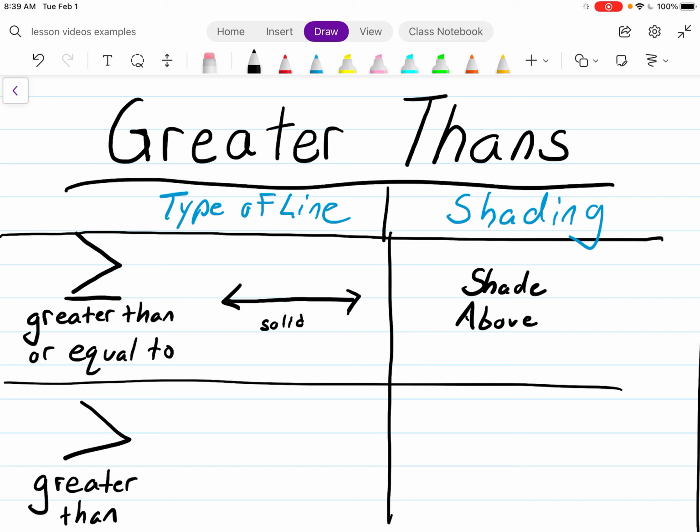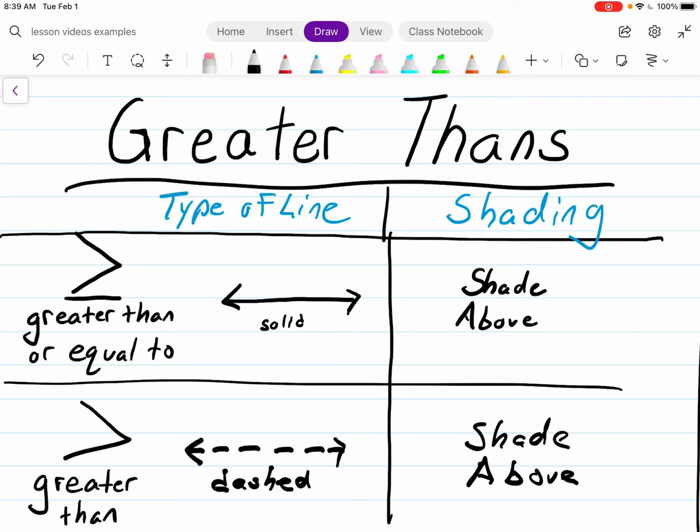If it's greater than, the difference would be you're using a dashed line, but you will still be shading above. So everything that is greater than, you will be shading above, but if it's greater than or equal to, you will have a solid line, and if it's just greater than, it will be a dashed line.